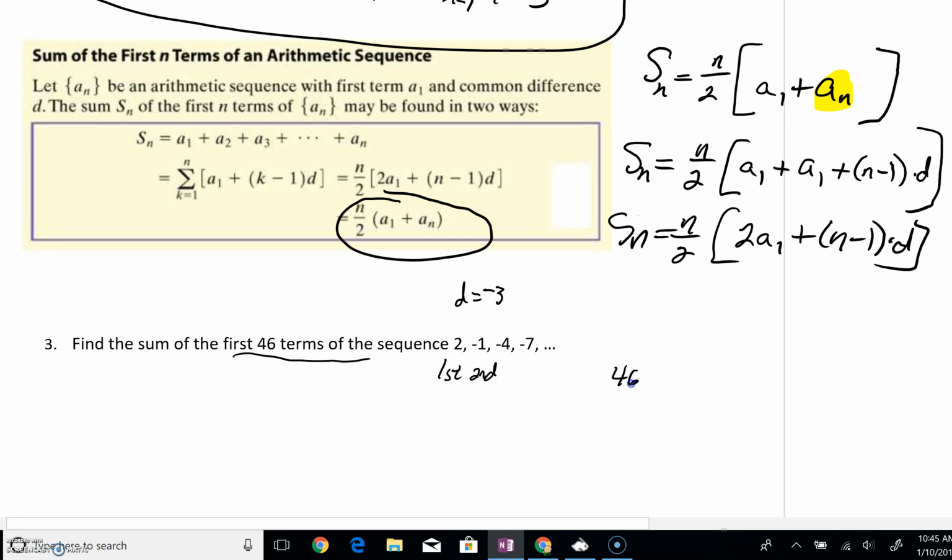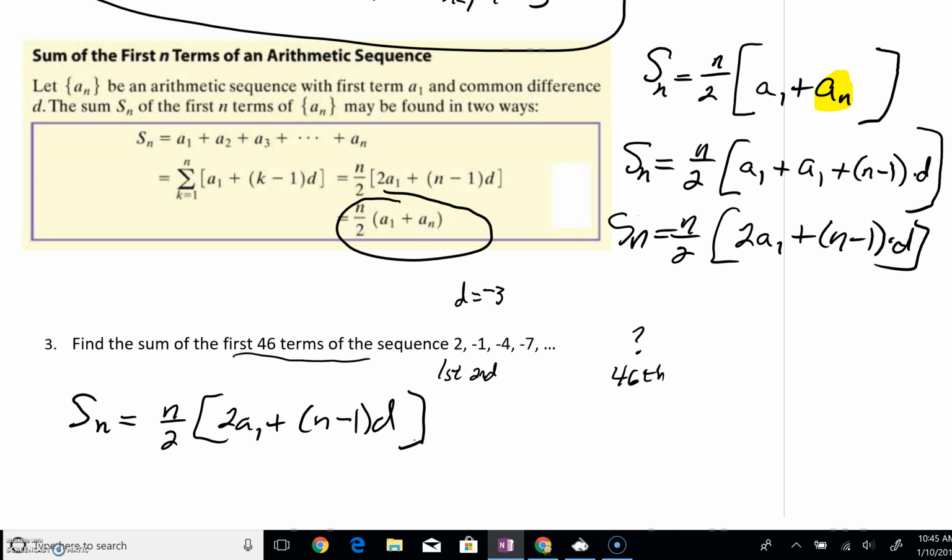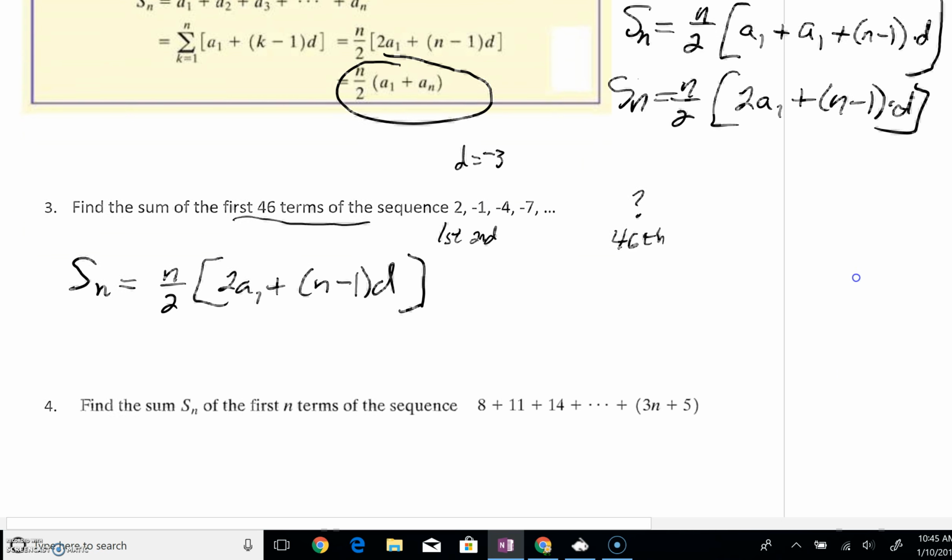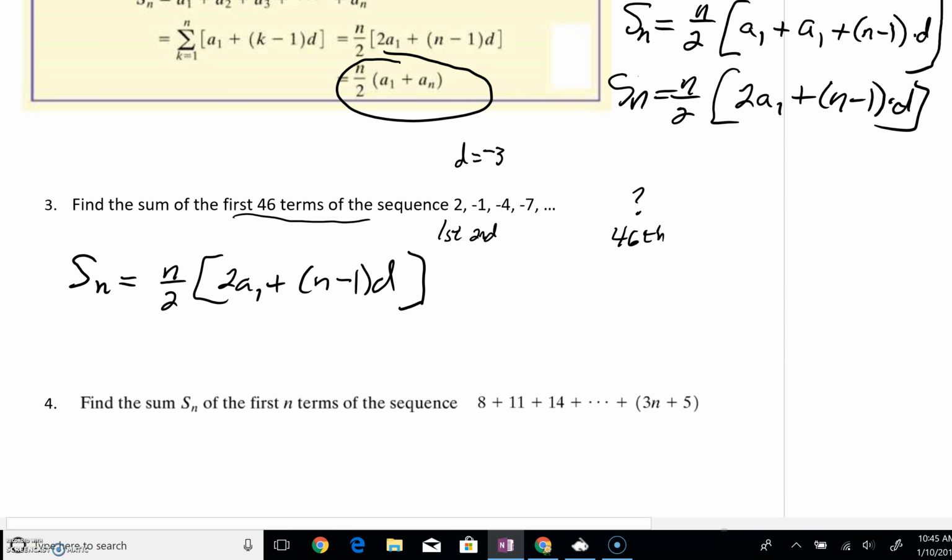Do they tell us what the 46th term is? No, they don't. So we have two choices. We could either use this formula that is in the middle here, because that would say we don't even need that last term, the 46th term, in our formula. Or the alternative would be to find that last term and then to use Carl Friedrich Gauss's formula, the formula at the bottom. But regardless of which way you do it, you're going to wind up getting the same thing.